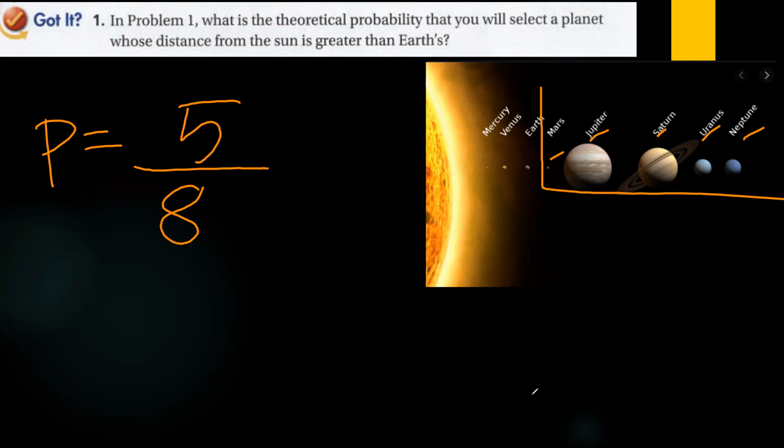Now be careful, greater than Earth. So as you see, I will not count the Earth. Greater than the Earth, I mean that I have to look at all the planets after the Earth. So if I tell you greater than 5, I mean 6, 7, 8, and 9. Don't count number 5. But if I tell you greater than or equal to 5, you have to count number 5.